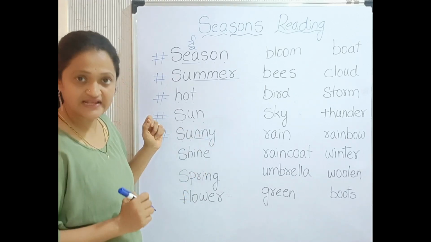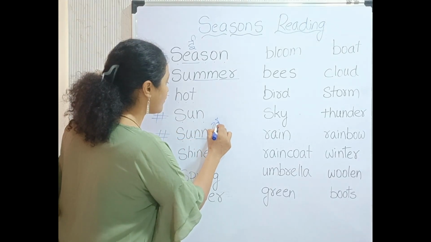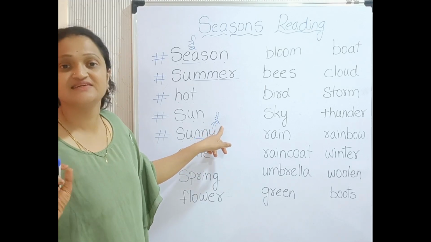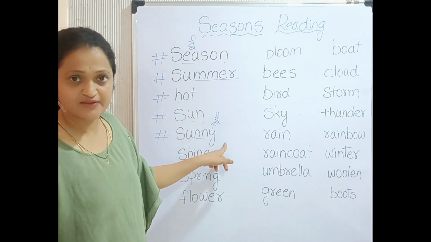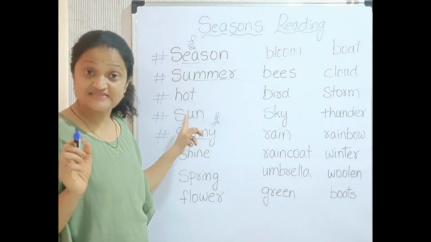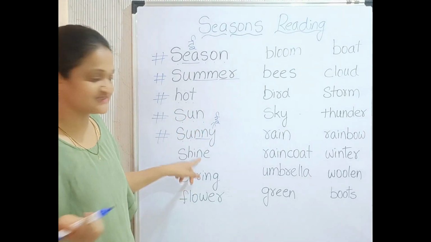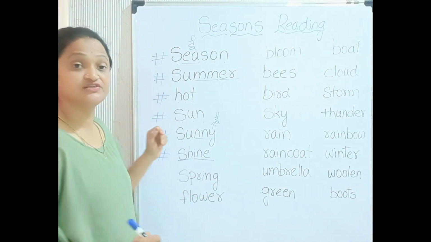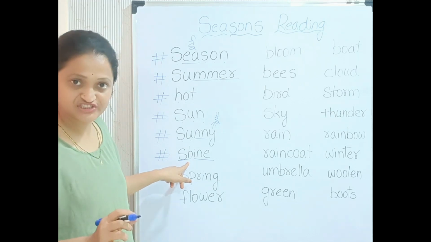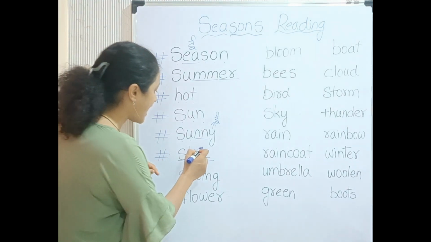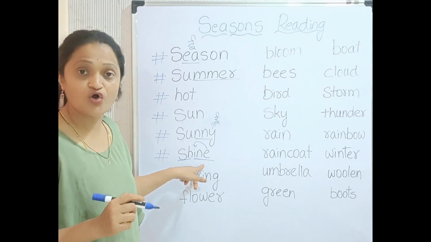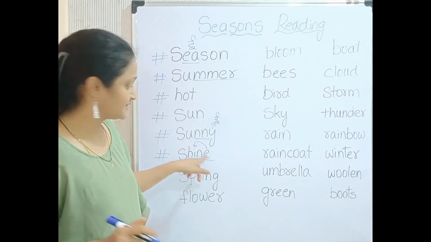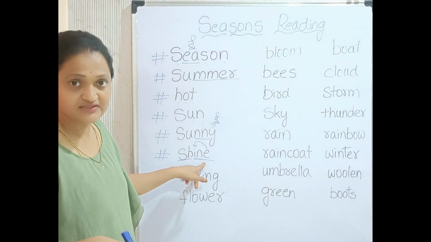S-U-N. Sun. If Y comes at the end of the word, we use the sound E. Sunny. Sun shines. Shine. S-H. Sound is sh. I and E. This is called magic E. I-N-E. Sh-ine. Shine.